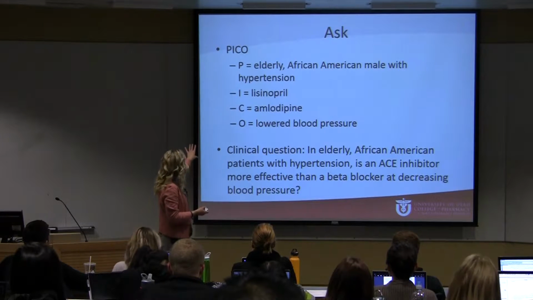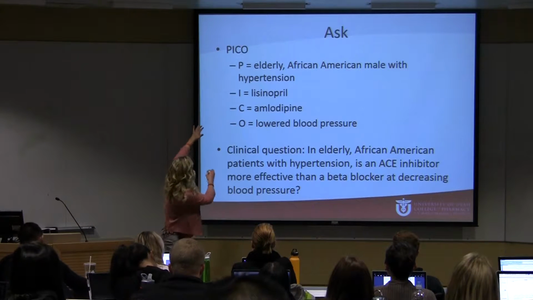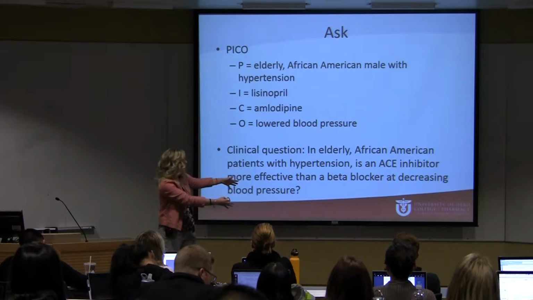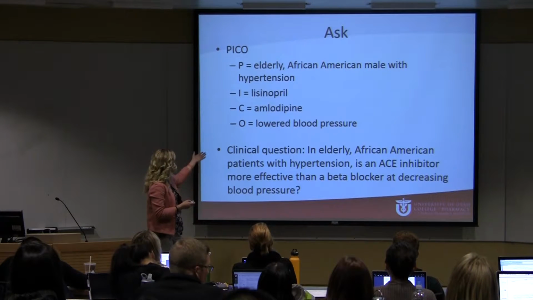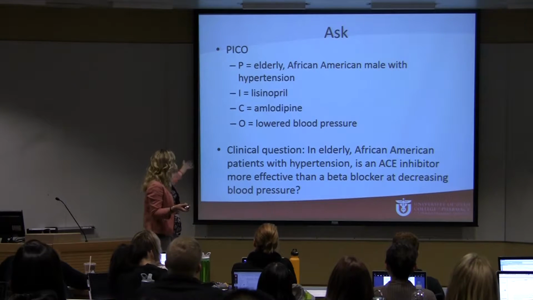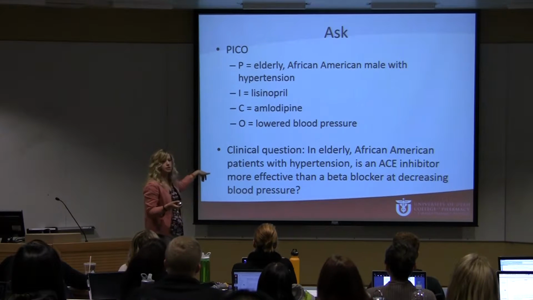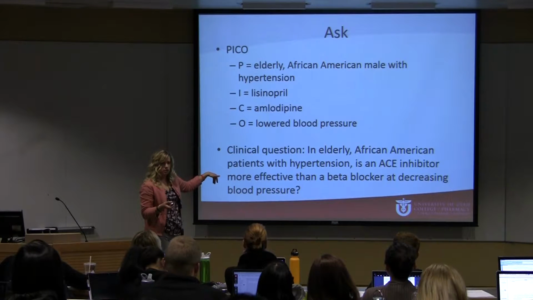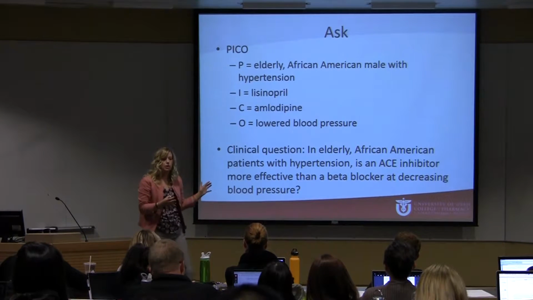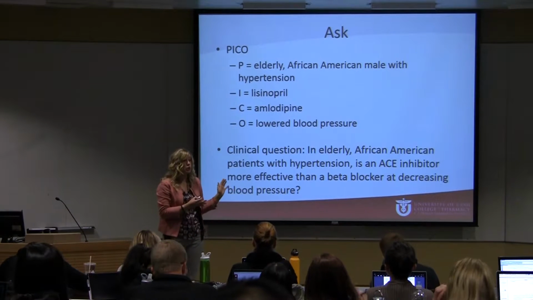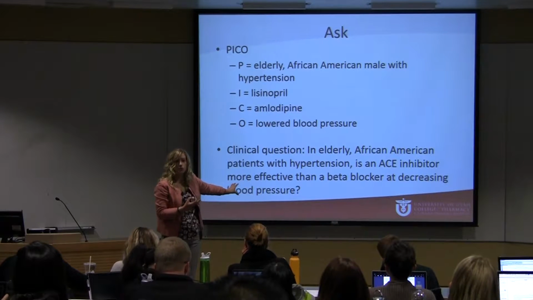So based on that, you create your own clinical question. So you kind of just take everything and smush it together into one question, right? So in elderly African American patients with hypertension, is an ACE inhibitor, lisinopril, more effective than a calcium channel blocker at decreasing blood pressure? So does that make sense? So you just kind of put all the pieces together to create your own clinical question so that when you go to search the literature, you know exactly what you're searching for. This is what this helps you with.